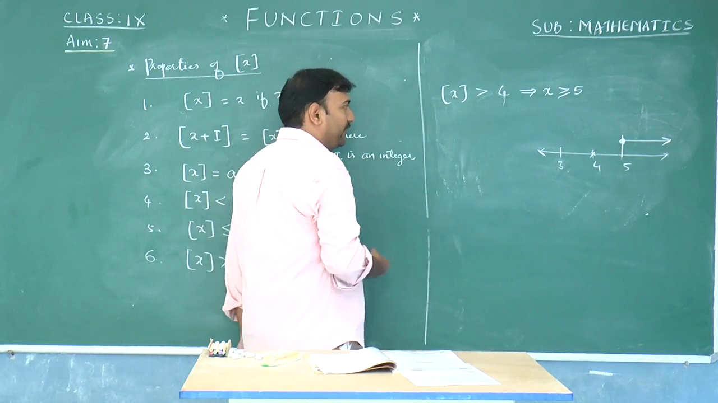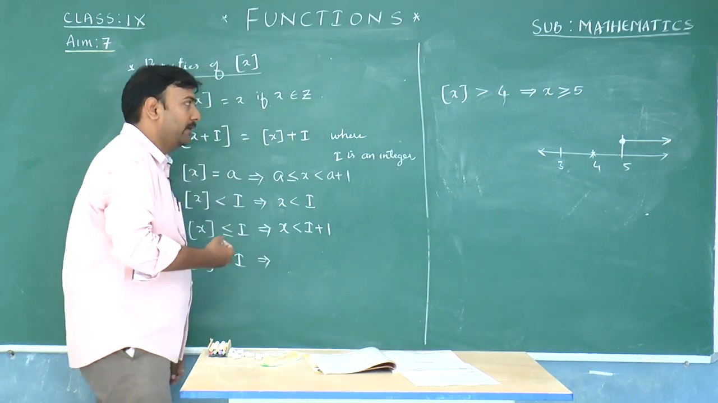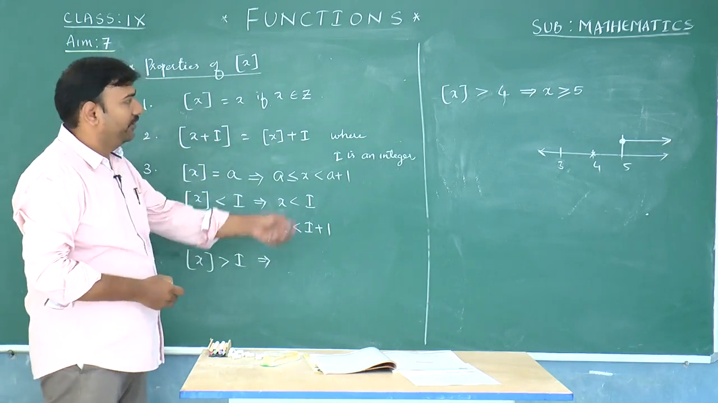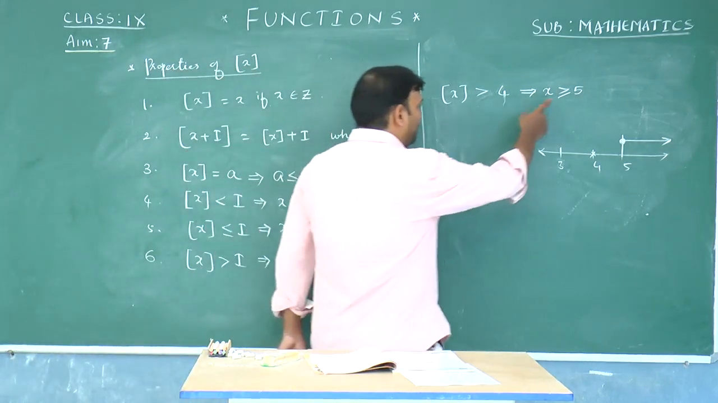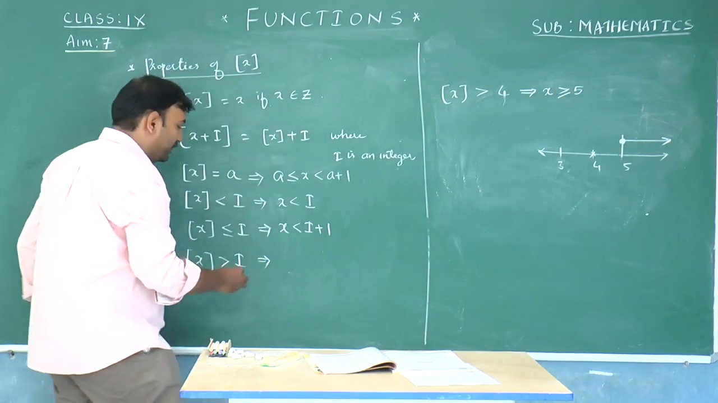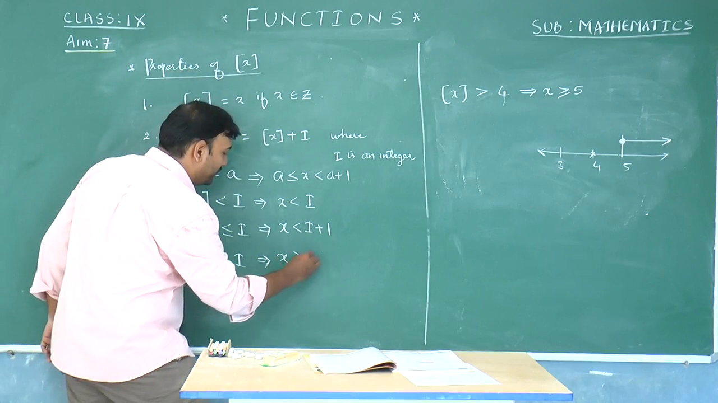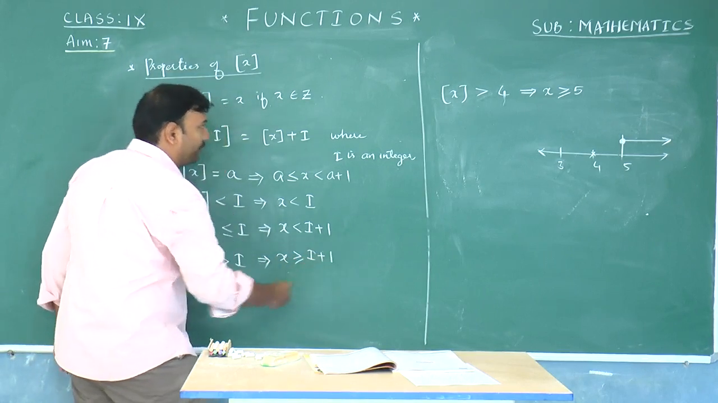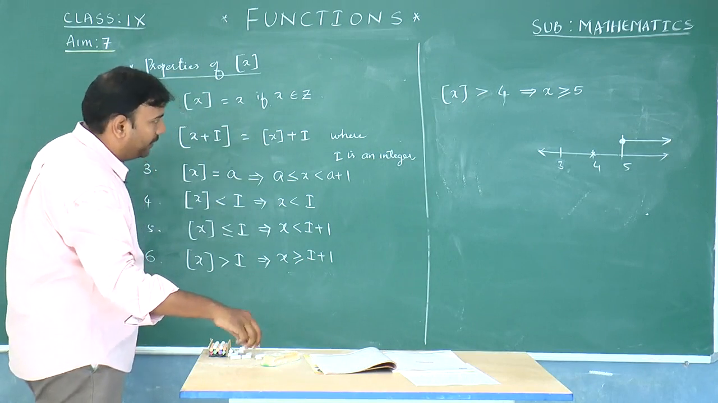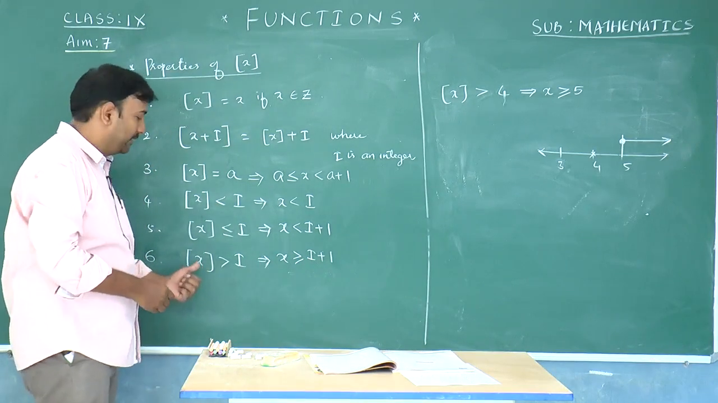So in this case, if I want to write a general property here, say step x greater than I, where I is an integer, the solution for such kind of inequation is x greater than or equal to 1 more than this integer. That means the solution for this inequation is going to be x greater than or equal to I plus 1. So based upon this property, I can get the solution for the greatest integral value of x inequation.